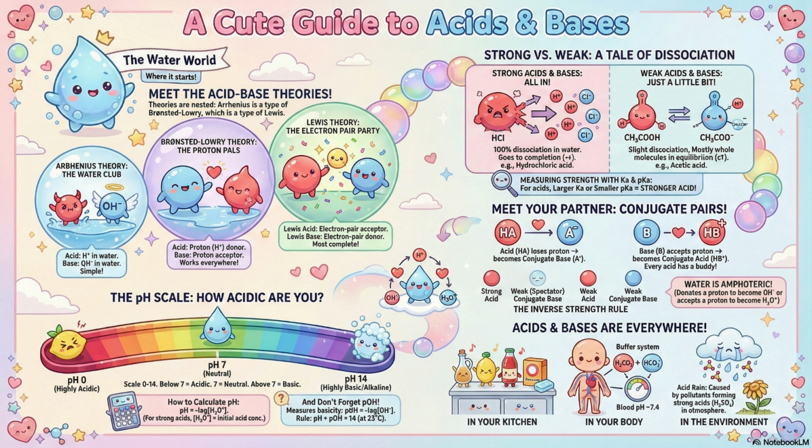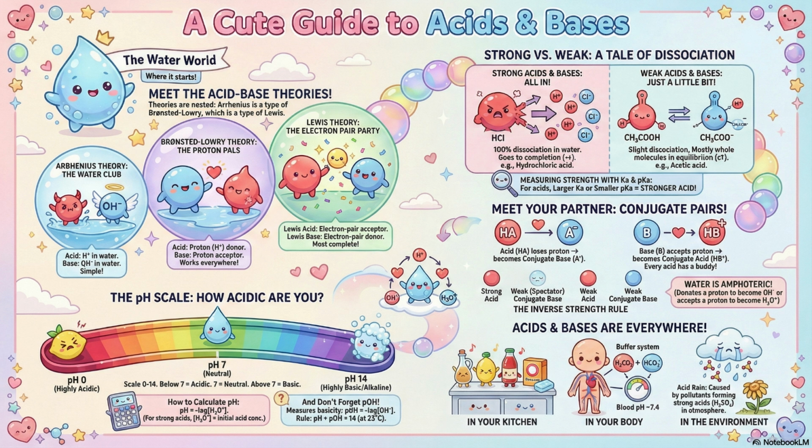Exactly. Think of it like a set of nested dolls. Arrhenius is the tiny one inside, very restrictive. Then you've got Brønsted-Lowry, which is bigger and fits around it. And the biggest all-encompassing one is Lewis theory on the outside. Our goal today is to unpack that progression and see why you really need all three.